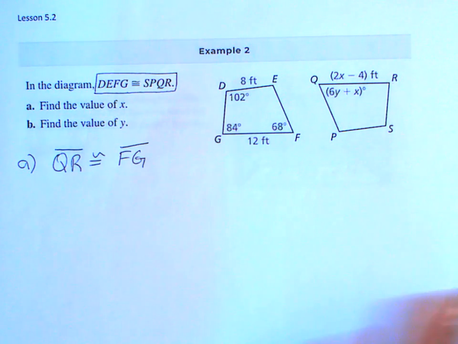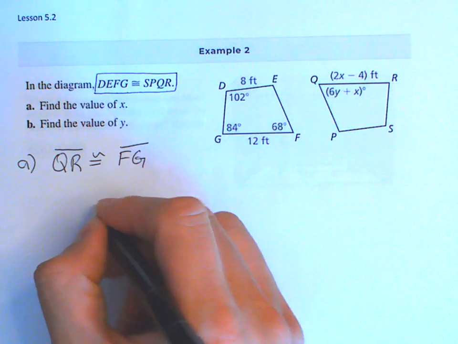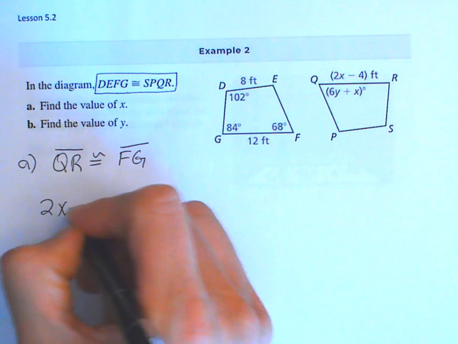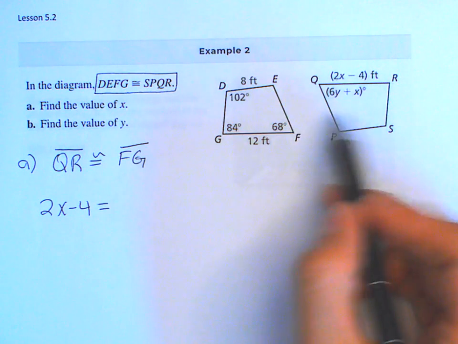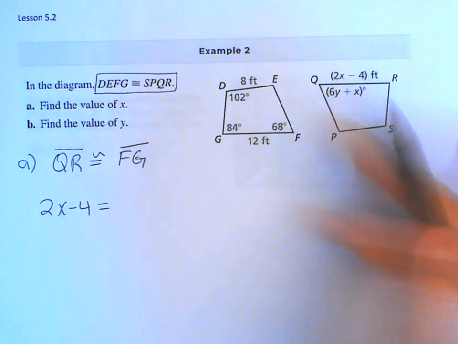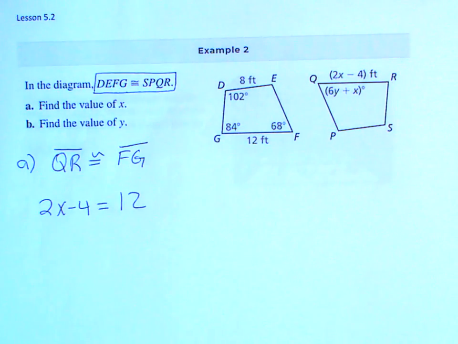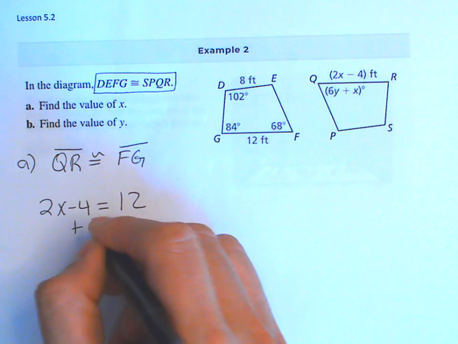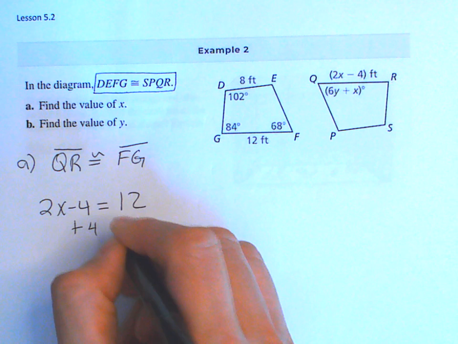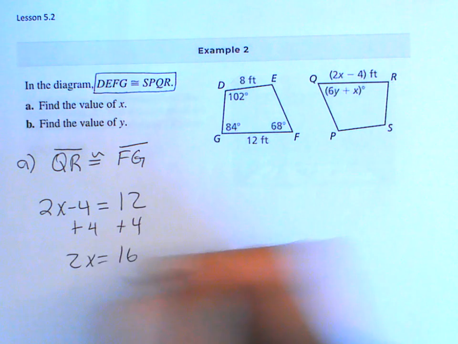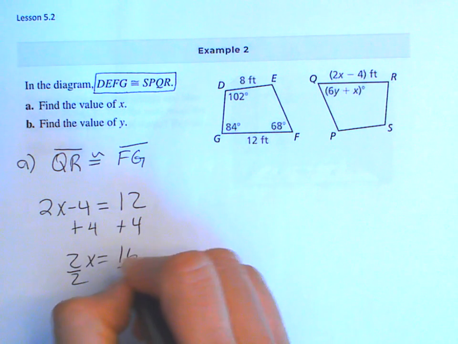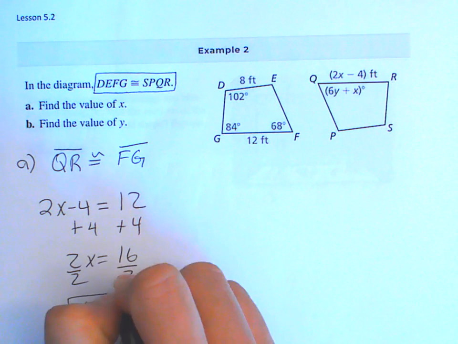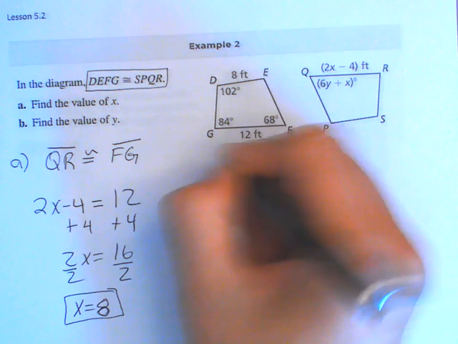Now you can go ahead and make your substitutions easily because QR is 2x minus 4 and FG is 12. And you can just simply solve. So you add 4 to both sides and you get 2x equal to 16, divided by 2 and x equals 8. And we're going to need that answer for part B.